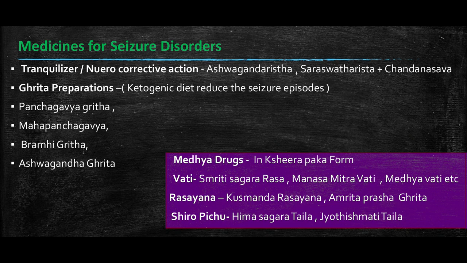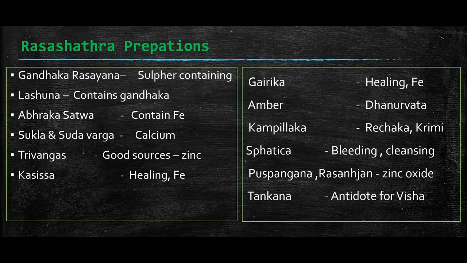Some of the Rasashastra preparations are there which have to be used very cautiously. Gandhaka Rasayana, Lashuna which contains Gandhaka, can be given. Abhraka Sattva can be given in degenerative conditions. Trivanga Bhasma can be given, especially for mineral deficiencies. Khasisa can be given for healing. Then Kampillaka can be given for worm infestations, with Rechana property, Krimi, etc.